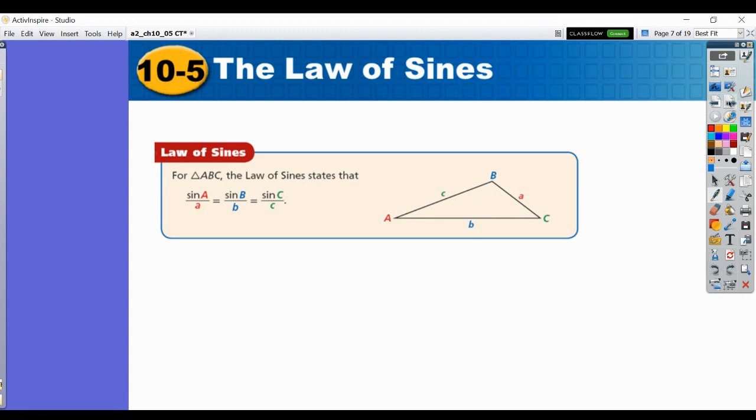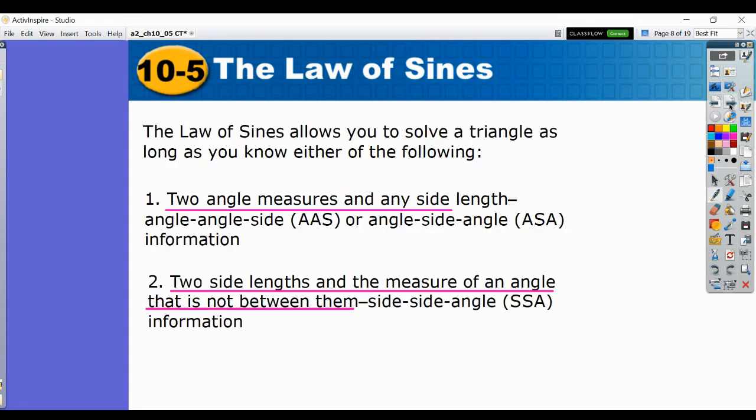So let's do one where we have to set this up. There's a couple places where you have to be a little bit careful. You can solve this triangle if you know 2 angle measures and any side, because if I know this angle and this angle, guess what? You should be able to find this angle, right? Because how many degrees are in a triangle? 180. So if I know 2 of the angles, I can definitely find the third one.